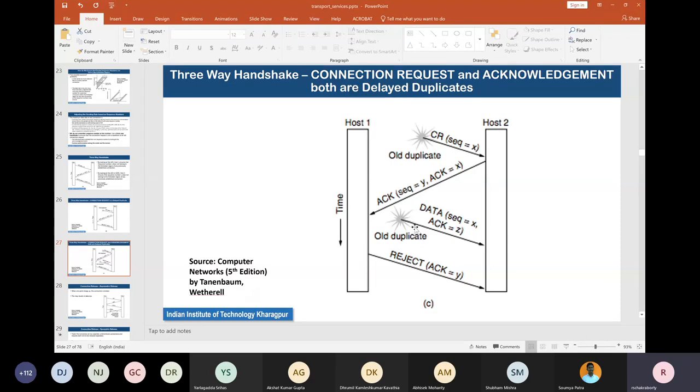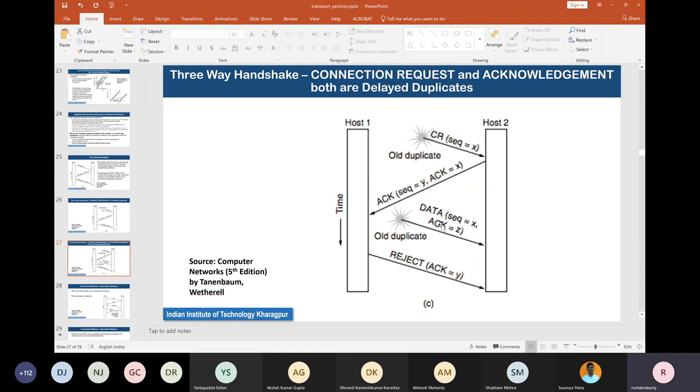Now, just after some time, host 2 receives another data segment with sequence number X, as if this is the first data segment from host 1, but its acknowledgement number is Z. The next expected segment from host 2 has number Z, whereas host 2 had just now said that I am okay with the connection, but the next segment I will send will have a sequence number Y.